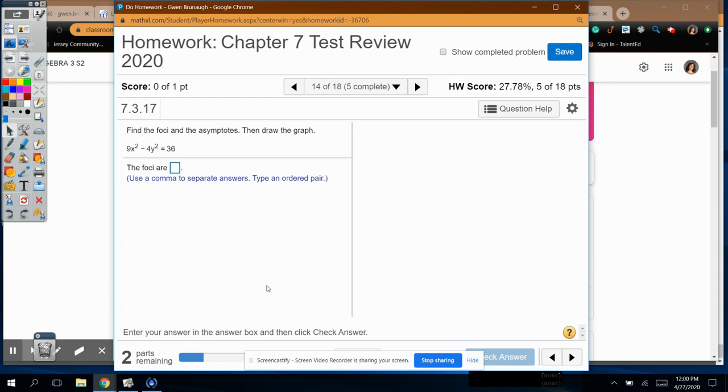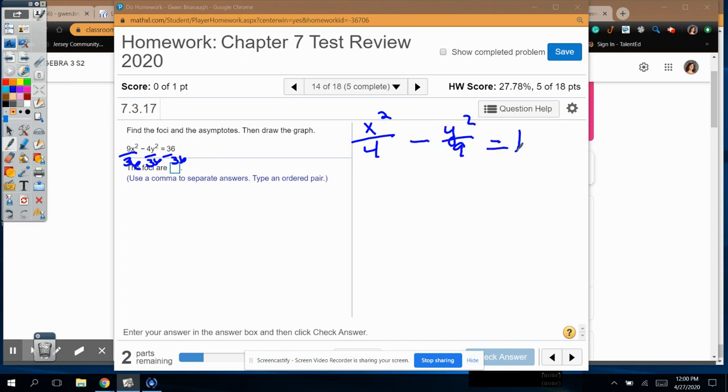Okay, this one, you gotta get 1 on one side and simplify those fractions. So I have x squared over 4 minus y squared over 9 equals 1. Okay, it's going to be in the x direction. And the center is 0, 0. So a little sketch here. Center is 0, 0. In the x direction, I'm going to count to the right 2 and the left 2. Those will be my vertices.